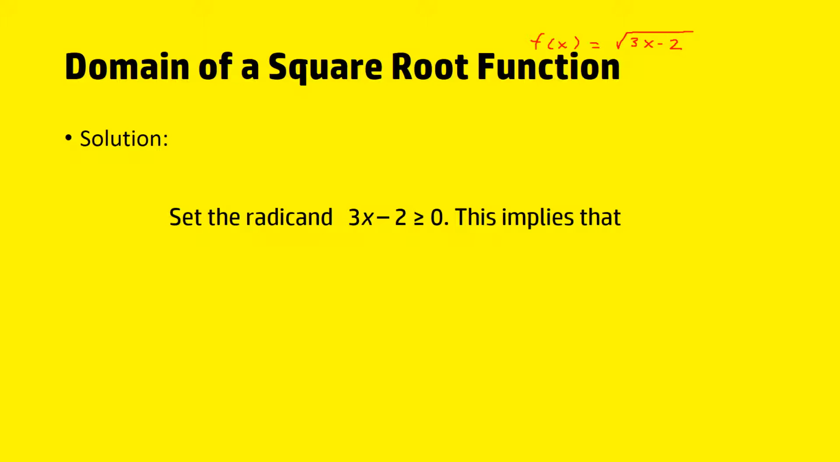We set that greater than or equal to 0. Well, add 2 to both sides and divide both sides by 3, and x is greater than or equal to 2/3. And so there's your domain, the closed interval 2/3 to infinity. All the numbers that are greater than or equal to 2/3.